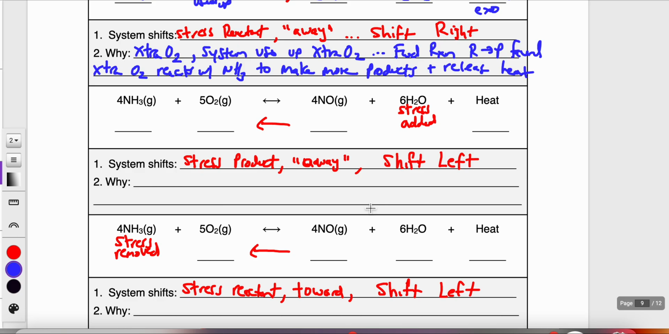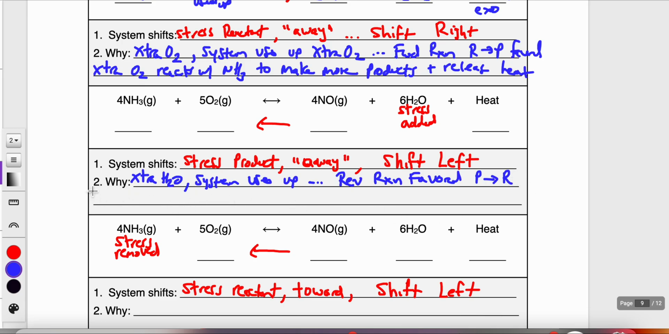If we take a look at the next example, okay, now the stress is H2O. So like before, now we have extra H2O. The system needs to use it up. Well, how does it use it up? Well, H2O is a product. And the system is shifting left, so that means that in this scenario, the reverse reaction is favored. The products are being used to reform some of the reactants.